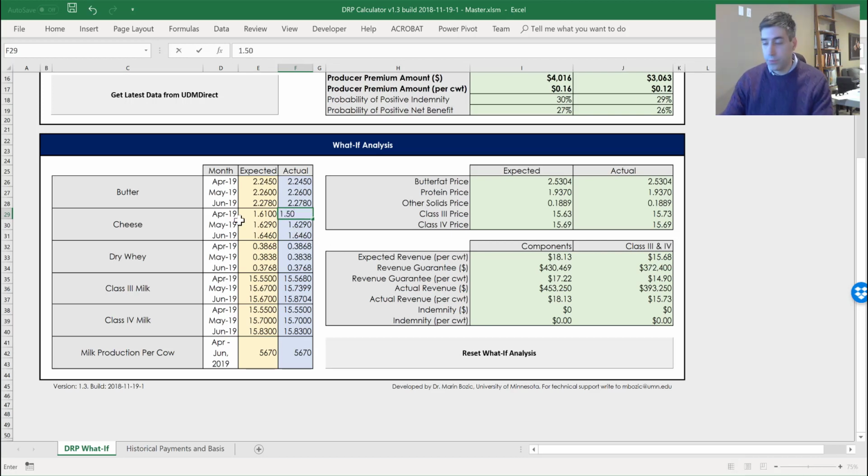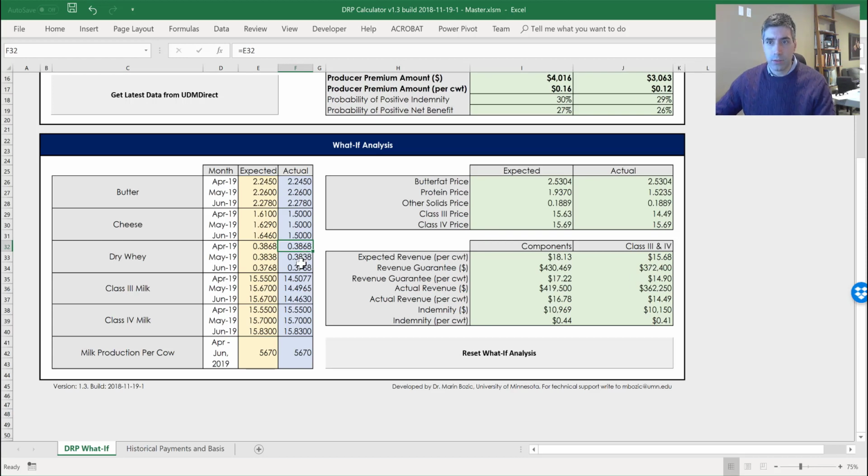If cheese is $1.50 in all 3 months, what happens? We will receive an indemnity. We will receive an indemnity of 44 cents under components policy, 41 cents under class 3-4 policy. In this case, it really is class 3 because we declared 100% weighting factor on class 3.